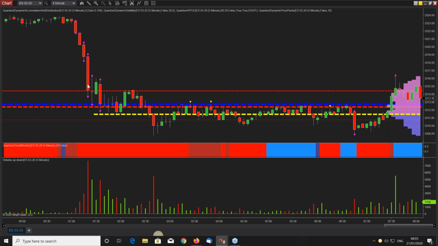Really nice price waterfall here, just a classic example of volume price analysis in action. Rising volume, falling price. It's just what you want to see. You couldn't see it any better than that. And that's really just an overnight trigger.